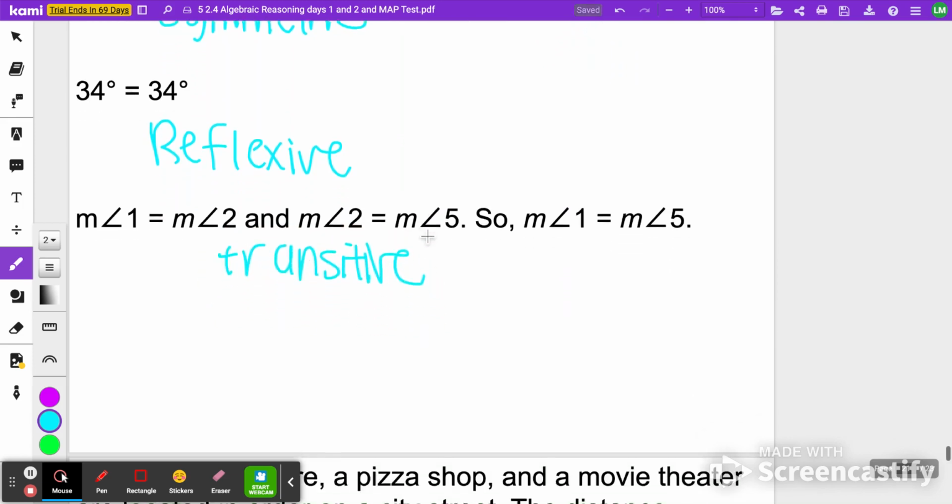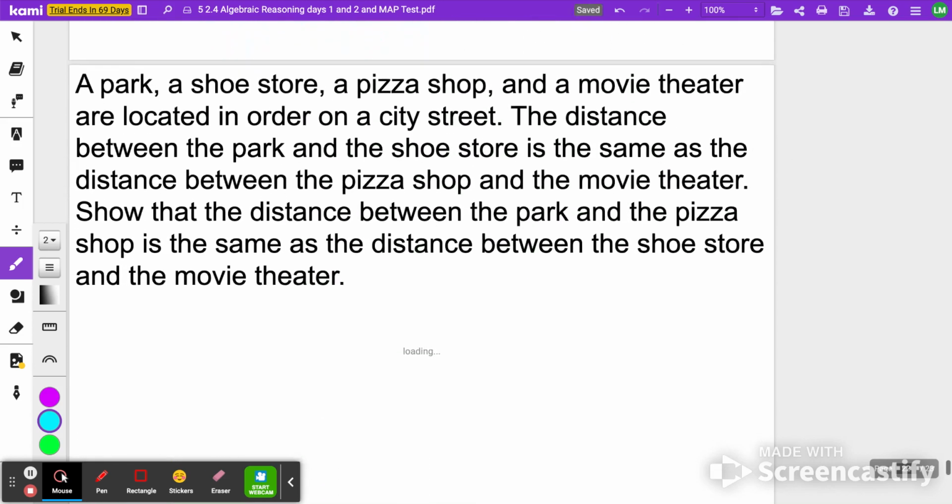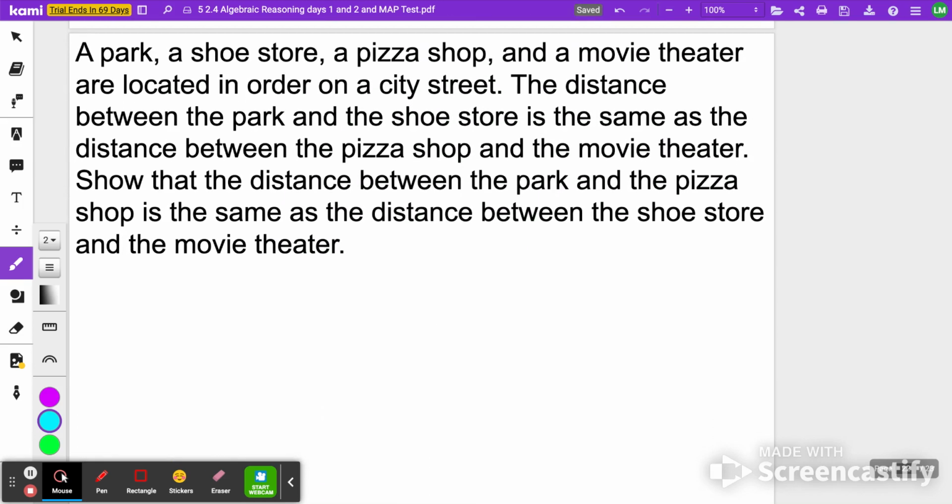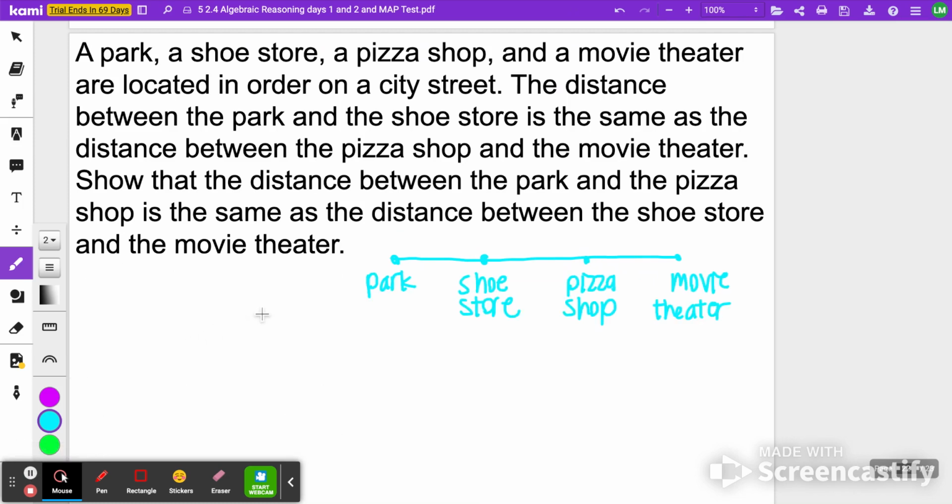Okay, hopefully you did okay there. The next piece says a park, shoe store, a pizza shop, and a movie theater are all located in order on a city street. So that just means here's my city street. What I did is I went ahead and just labeled them. Since they're all on the same street, that means they're all on the same line.